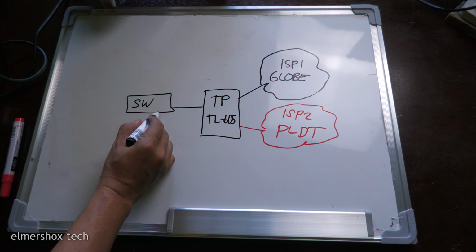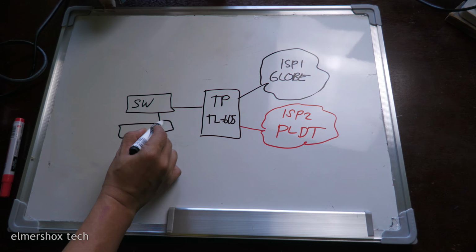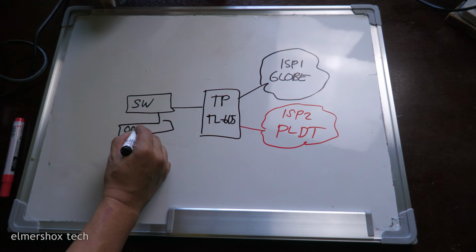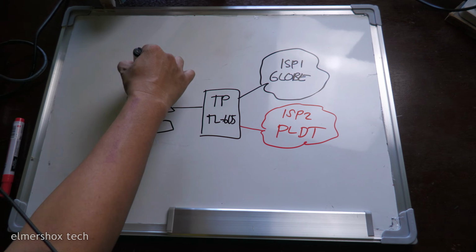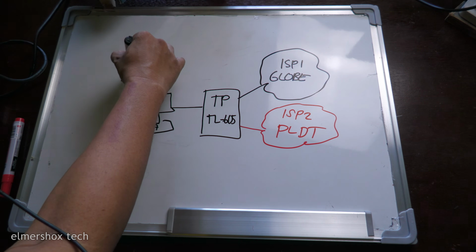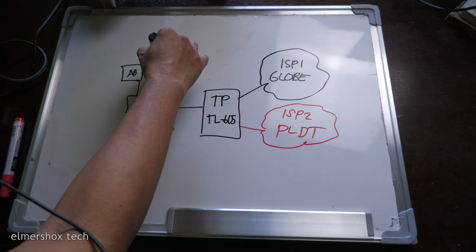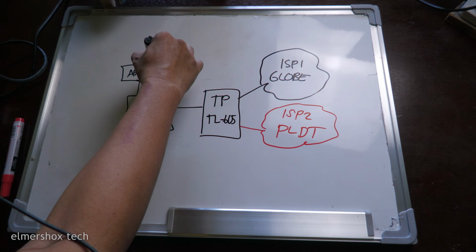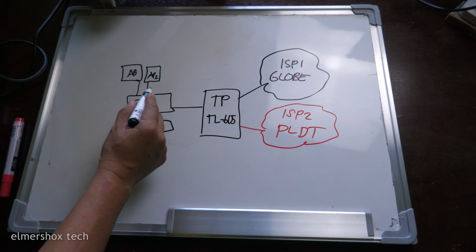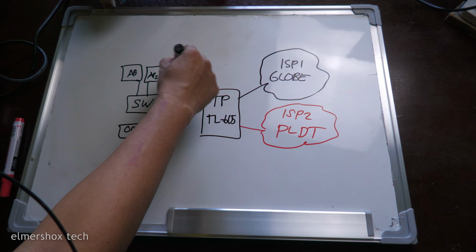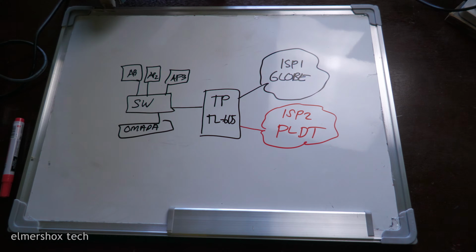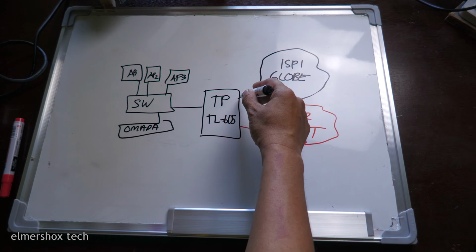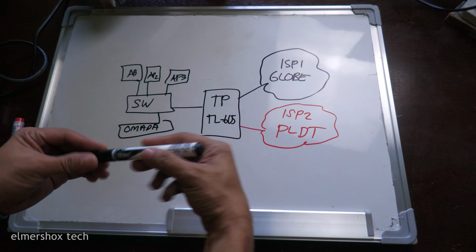and the switch is connected to the Omada. So this is the Wi-Fi controller, and this one goes to AP1, AP2, access point 1, access point 2, access point number 3. So what's the current configuration?